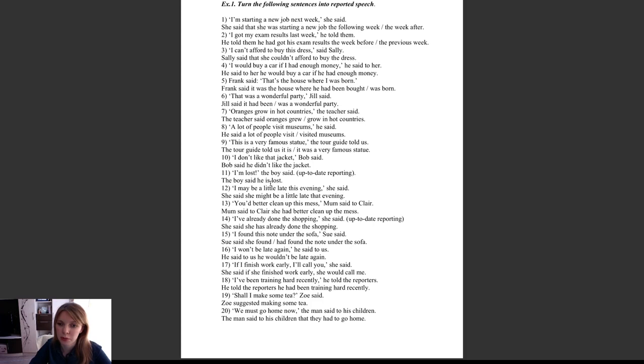Number 12. "I may be a little late this evening," she said. She said she might be a little late that evening. So we change the modal verb may into might, and we also change the demonstrative pronoun this into that.